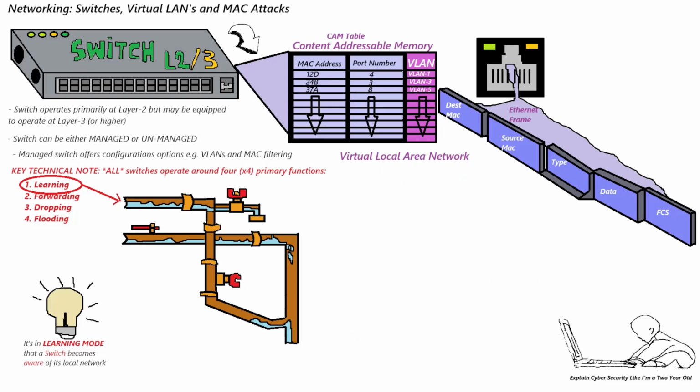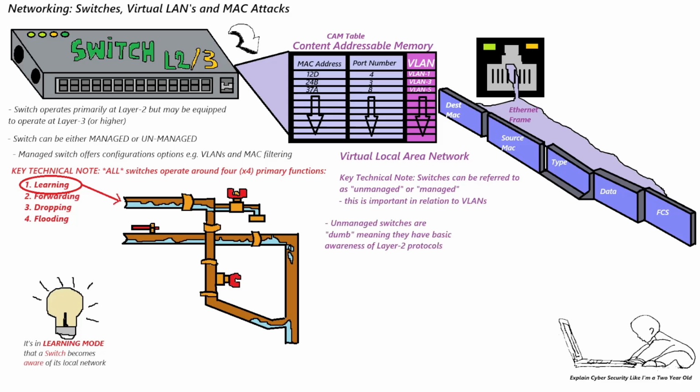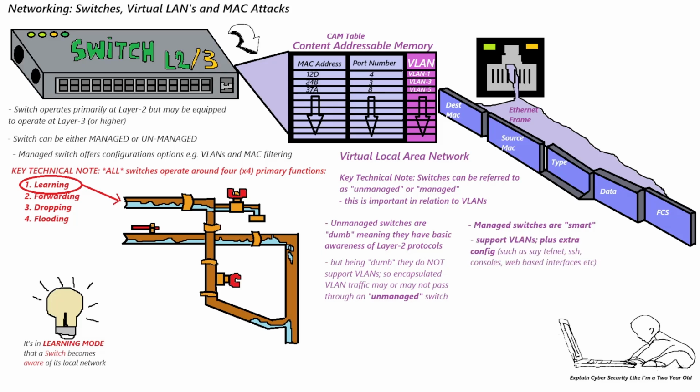Now let's deep dive into VLANs. VLANs are possible on managed switches, which offer this additional configuration option. This is important in relation to VLANs. You see, an unmanaged, aka dumb, switch may not understand the layer 2 protocol around VLANs and VLAN encapsulation, which leads to various attacks such as VLAN hopping, which will be explained shortly.